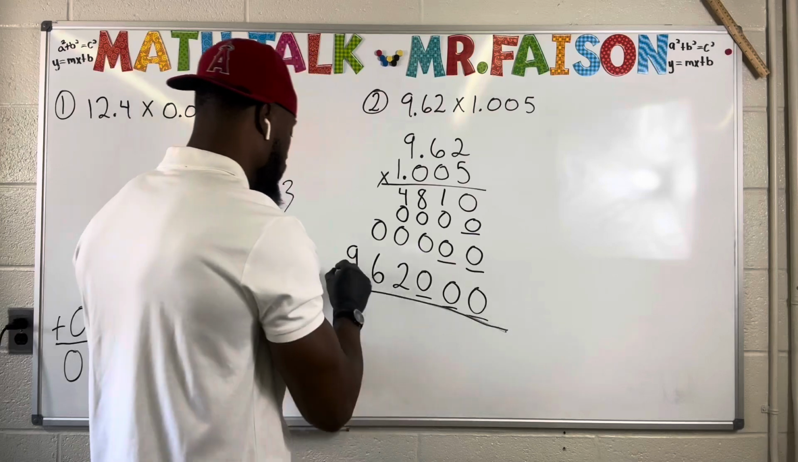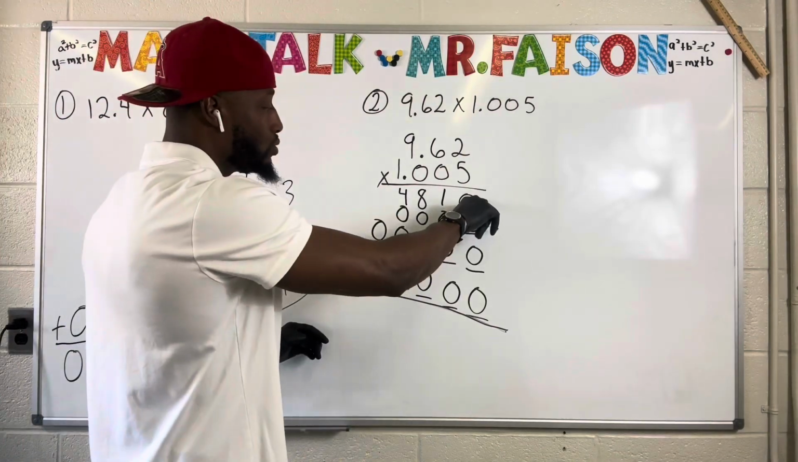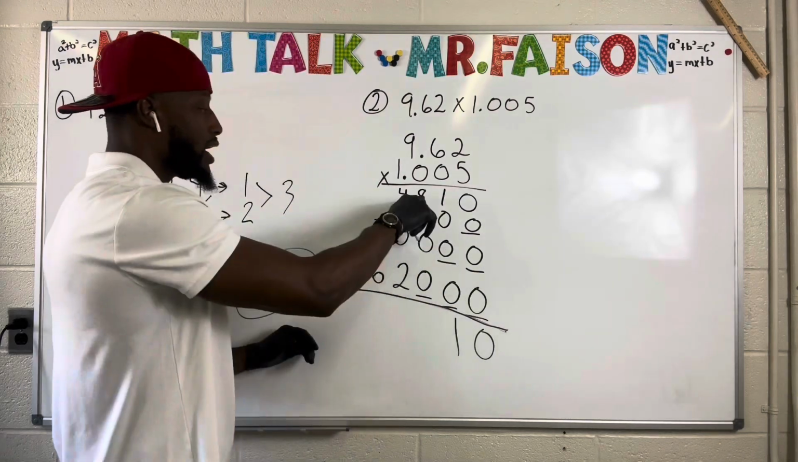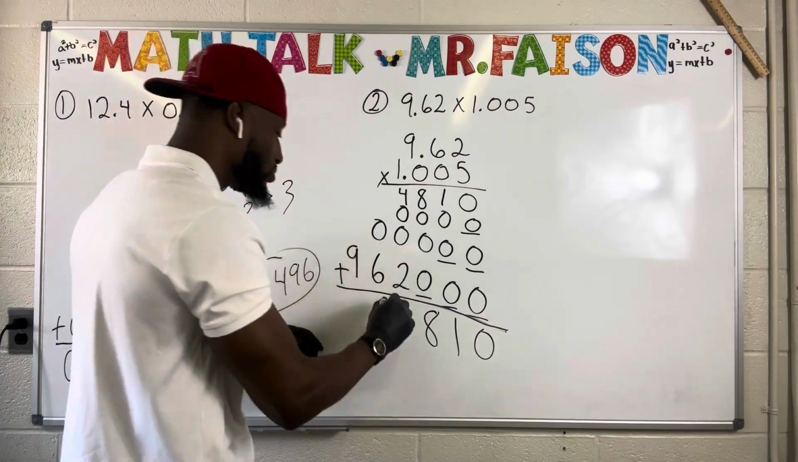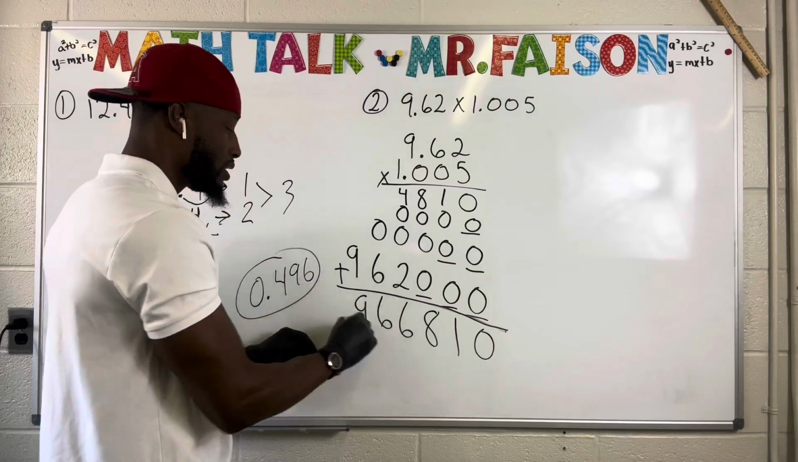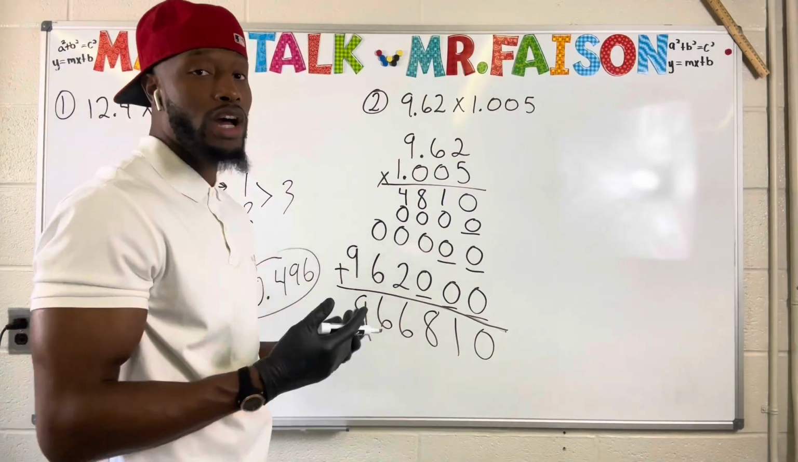And now we're going to add all of this up. So I'm gonna do all these zeros, it's gonna equal 0. 1 plus 0 plus 0 plus 0 is still 1. 8 plus 0 plus 0 plus 0 is still 8. 4 plus 0 plus 0 plus 2 is gonna give me 6. 0 plus 6 is gonna give me 6. We got 9.